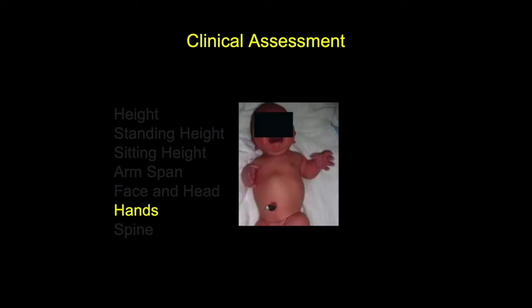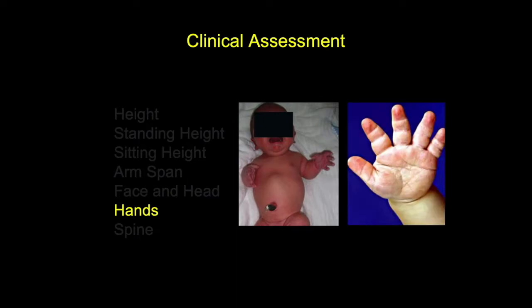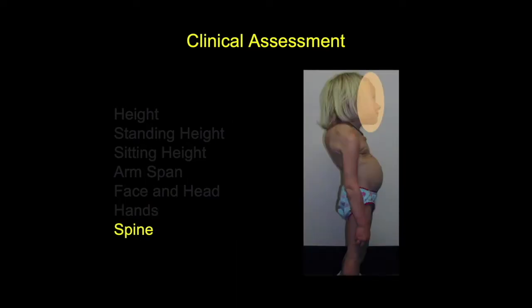The hands, again, this is a hitchhiker's thumb in someone with dystrophic dysplasia, and that's the trident hand in achondroplasia. And so the spine also has to be part of it. Is the spine involved? Is the spine not involved? And so with that information, as the patient's walked in, you've had a cursory glance at all those things that I've told you about.